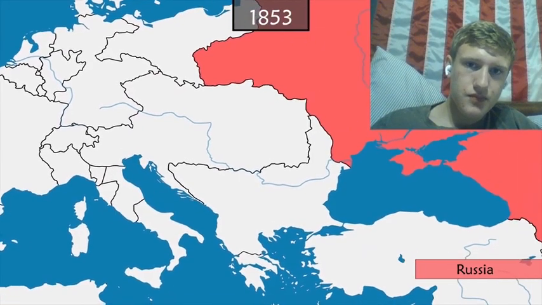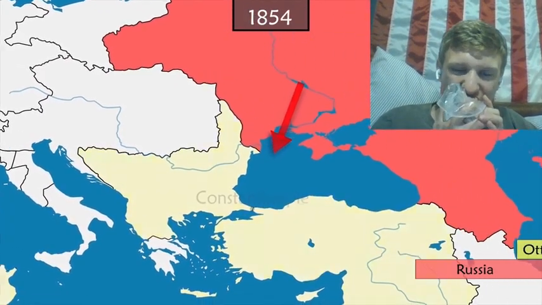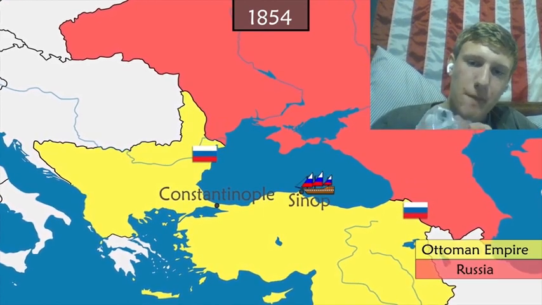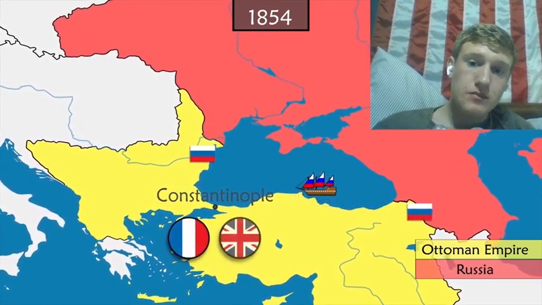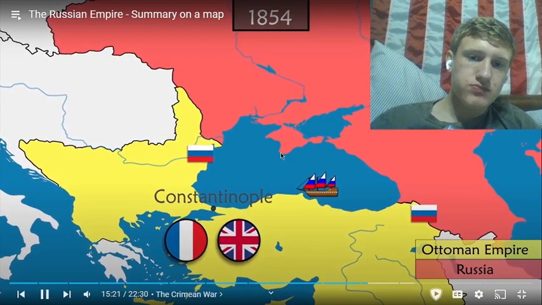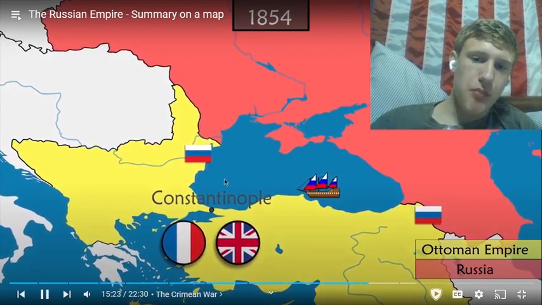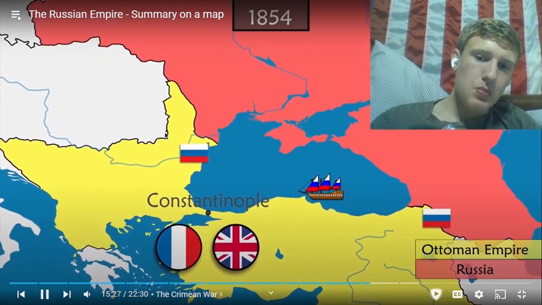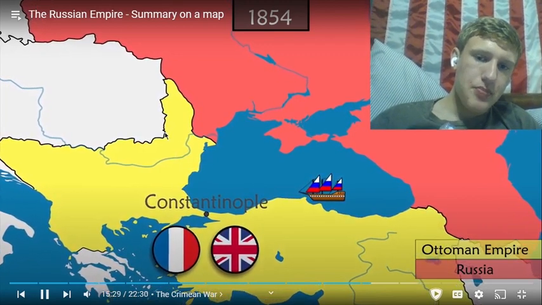After new tensions, a war breaks out against the Ottoman Empire. The Russian armies win on land and on sea. But this time, France and the United Kingdom intervene and declare war on Russia. For their part, Prussia and Austria, despite their alliances, remain neutral. The Russian troops withdraw from the Balkans.